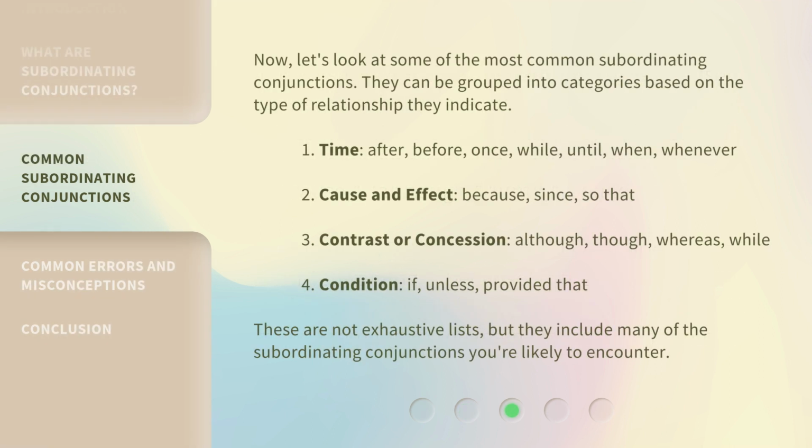Now, let's look at some of the most common subordinating conjunctions. They can be grouped into categories based on the type of relationship they indicate. 1. Time. After, before, once, while, until, when, whenever. 2. Cause and effect. Because, since, so that. 3. Contrast or concession. Although, though, whereas, while. 4. Condition. If, unless, provided that. These are not exhaustive lists, but they include many of the subordinating conjunctions you're likely to encounter.